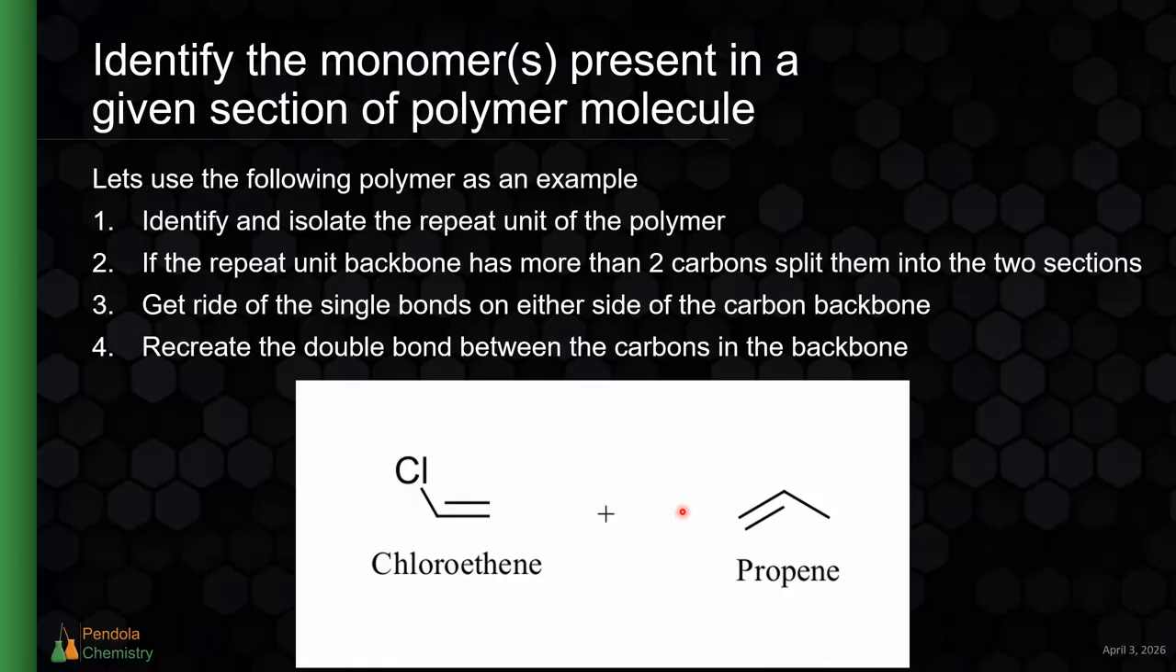Our repeat unit would only have 2 carbons if there was only 1 monomer. But because this one has 4, then we have 2 different monomers. So that's it for polymerization, how to tackle the questions. There are only 2 real types of questions you're going to get beyond just what type of reaction this is, which will be addition polymerization. So that's it for chapter 14.